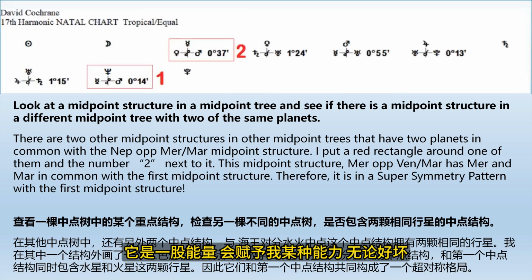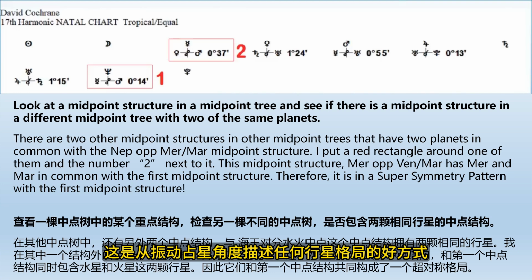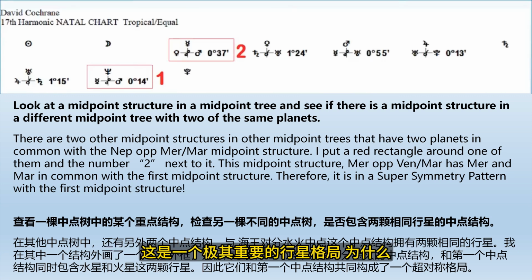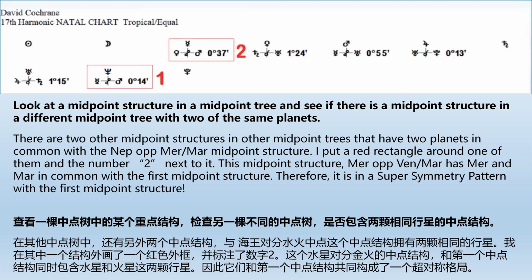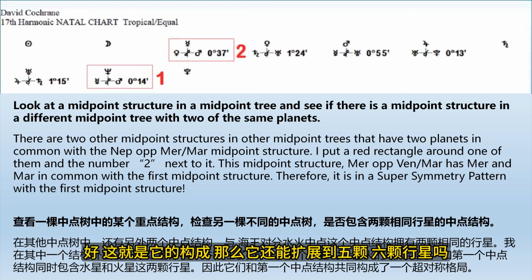It's an energy. It's something going on that's going to give me the ability to do something for better or worse. That's a good way to describe any planetary configuration from the vibrational astrology viewpoint. So there it is. Extremely important planetary configuration. Why? Because 4 planets are involved and there are 2 midpoint structures. It's a supersymmetry pattern.